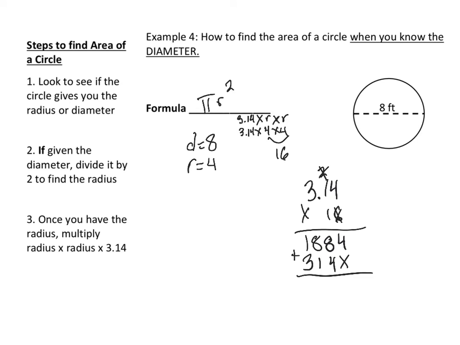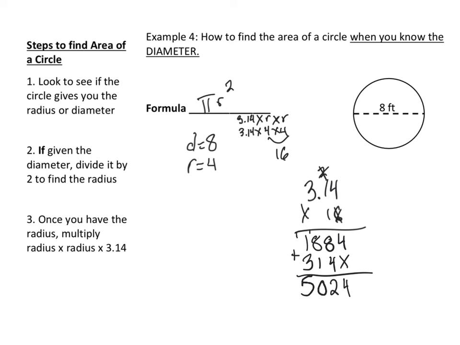Now we need to add up. We get 4. 8 and 4 is 12. Carry the 1. 8 plus 1 is 9. Plus the 1 we carried is 10. Carry the 1. 3 plus 1 is 4. Plus the 1 we carried is 5.